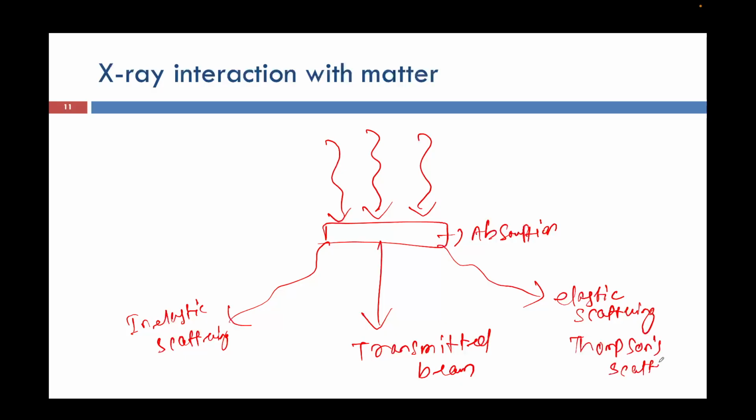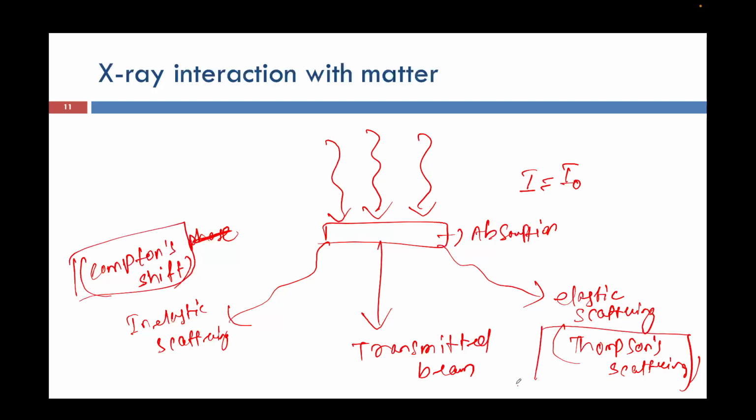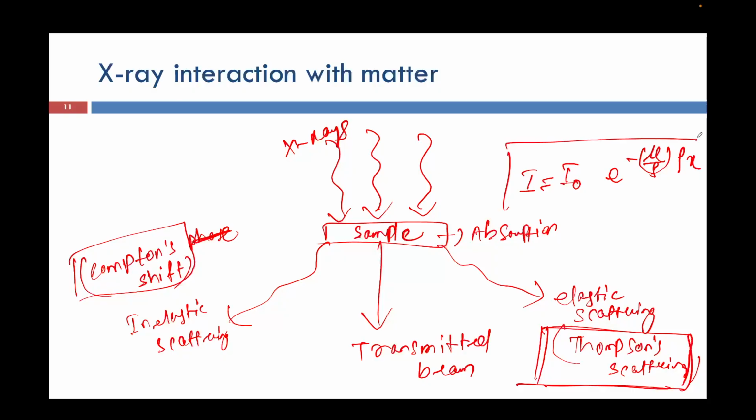Elastic scattering is given by Thomson scattering, and inelastic scattering is given by Compton's shift, not phase shift, sorry, Compton's shift. You will get to know about these two equations next week, how the elastic and inelastic scattering happen. This is my sample, these are my X-rays, and the absorption is given by I is equal to I naught e to the power minus mu by rho into rho x. These are the formulas.